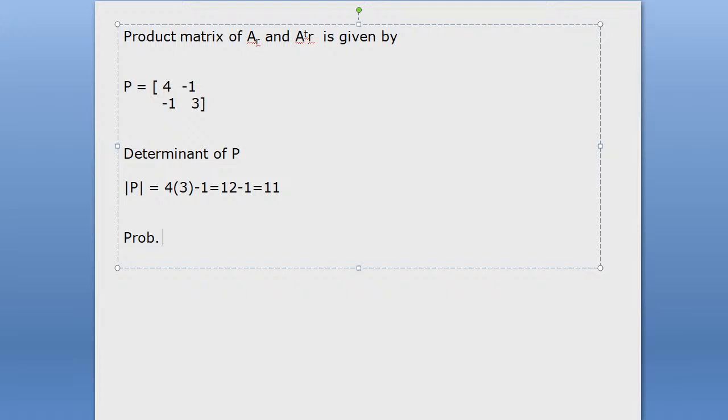Okay, the assignment problem is this: for a graph, a graph has n number of nodes and b number of branches.